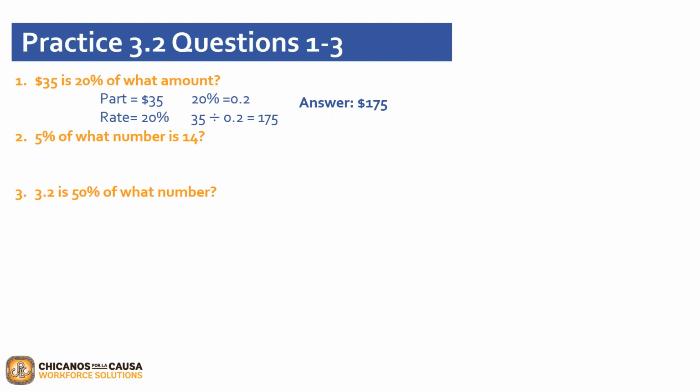Question 2 asks, 5% of what number is 14? To solve question 2, we do the same process that we did in question 1, with first identifying our part and rate. Our part for this question is 14 and our rate is 5%. We need to solve for the base, so we need to change 5% to a decimal. 5% equals 0.05. Then we need to divide the part 14 by the rate 0.05. This will give us our answer of 280.